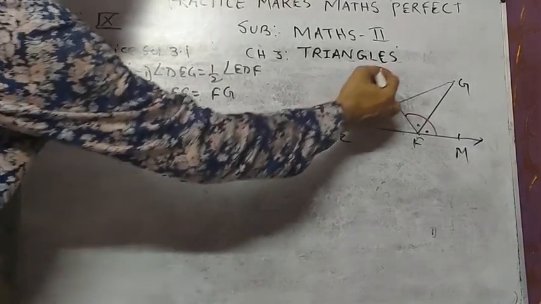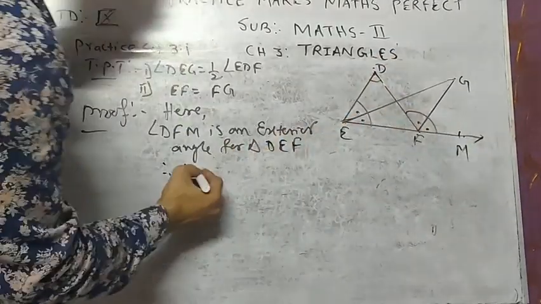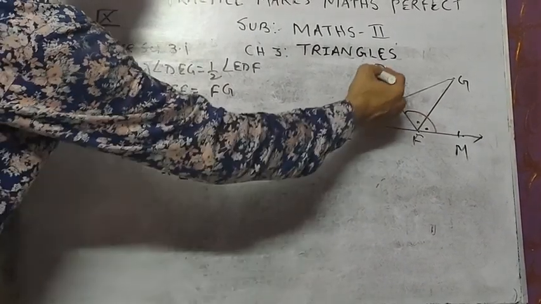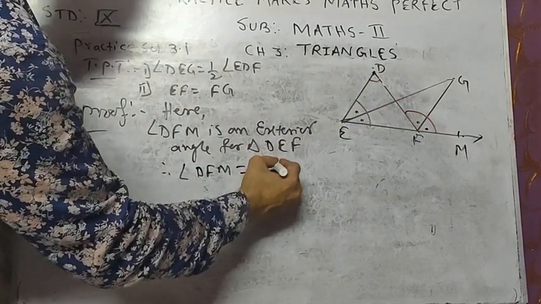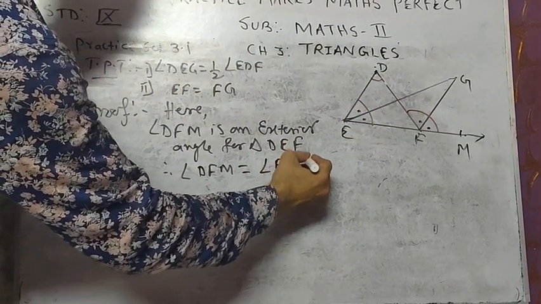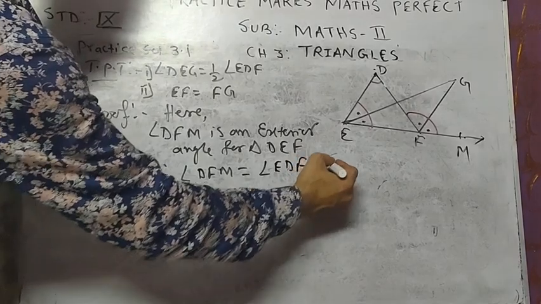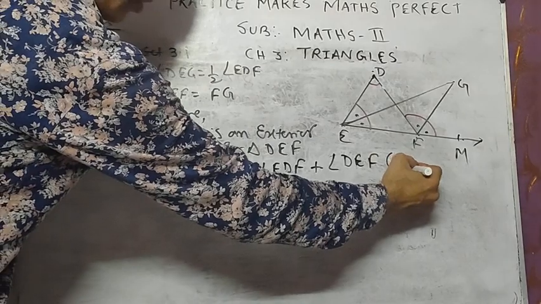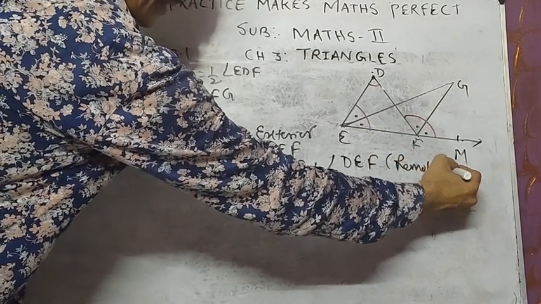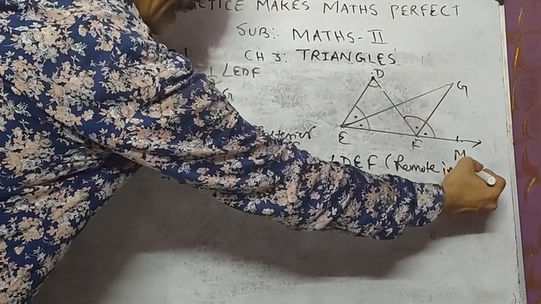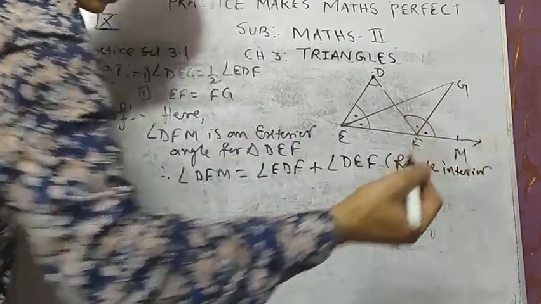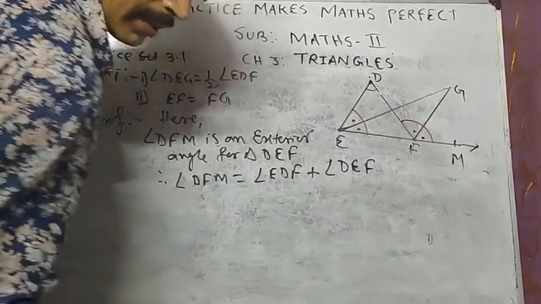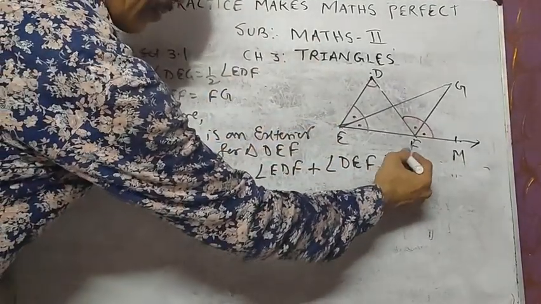Therefore, angle DFM is equal to angle EDF plus angle DEF, remote interior angles. Or you can write it in short as "theorem", because we have already completed this theorem, so you can write theorem.